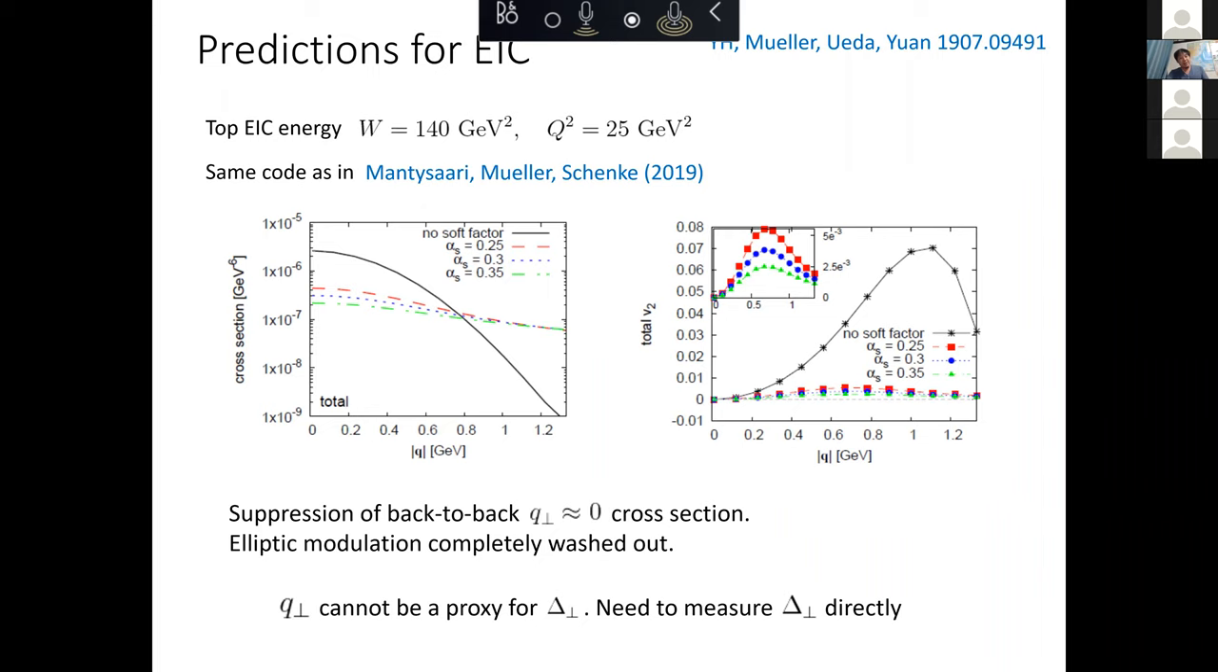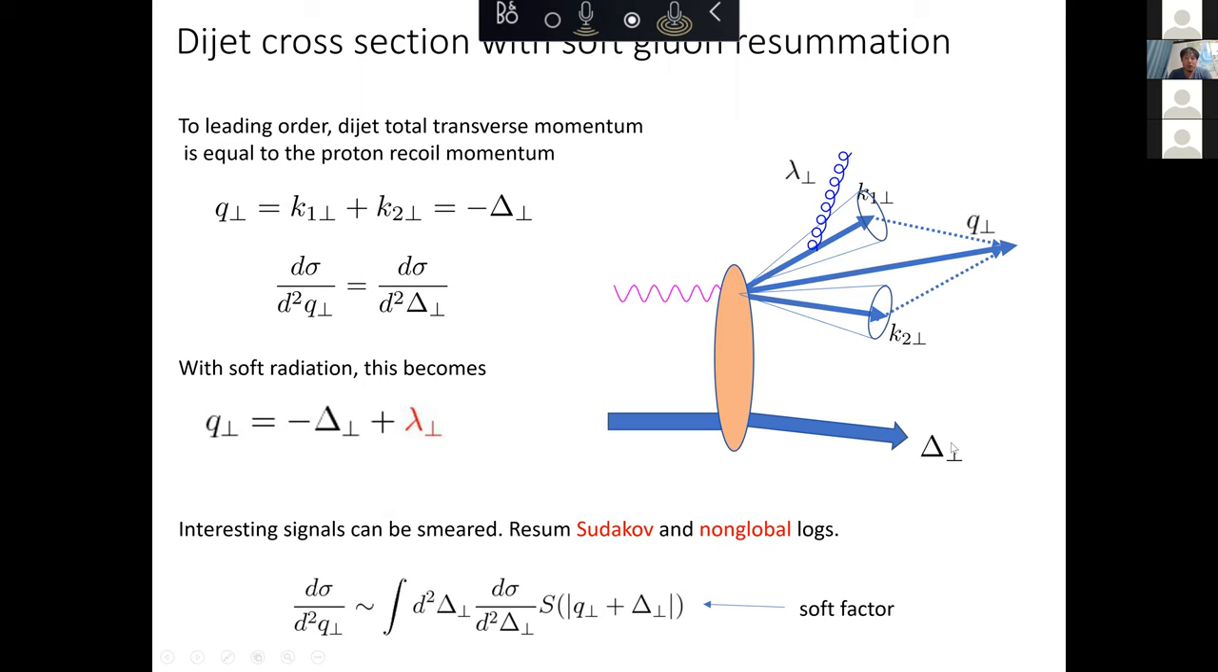So the message here is that to leading order, q perp and delta perp are the same, but at higher order, q perp is not well defined. The sum of the two jet transverse momenta is not a good quantity, because it is very sensitive to soft gluon radiation. So you shouldn't look at the q perp dependence; instead you have to look at the delta perp dependence, because that is less affected. The message is that you really have to measure the recoiling proton and its transverse momentum. That can be done at the EIC. At HERA they could not do it, but at the EIC they can.